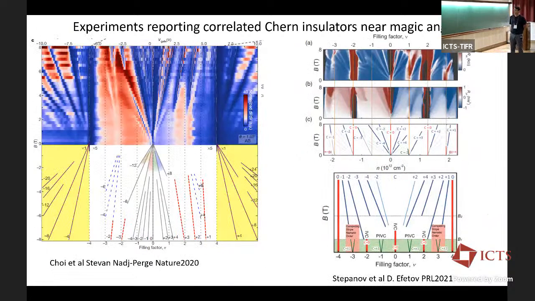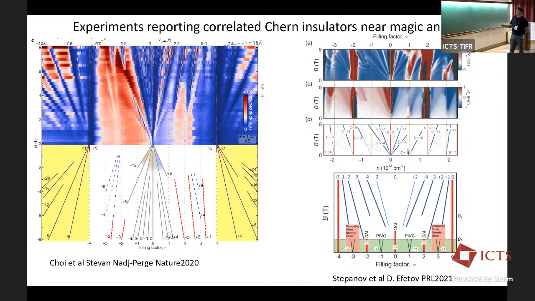Okay, so it's basically the same data, same results. This is the result from Stevan Nadj-Perge's group, Caltech. And this is the data from Dima Efetov's group. And they all essentially are seeing the same thing. Okay? So this is the main sequence.